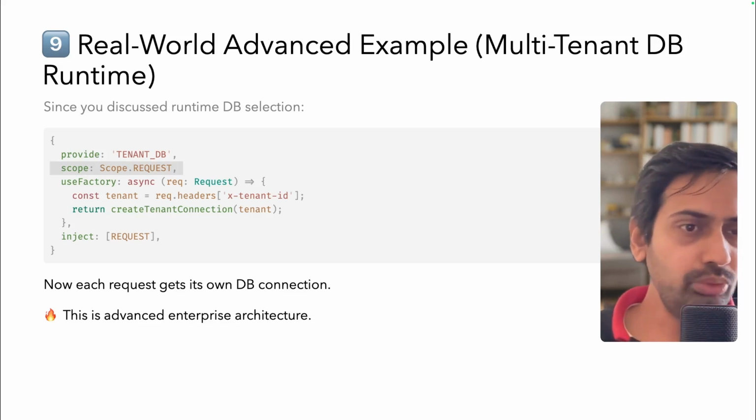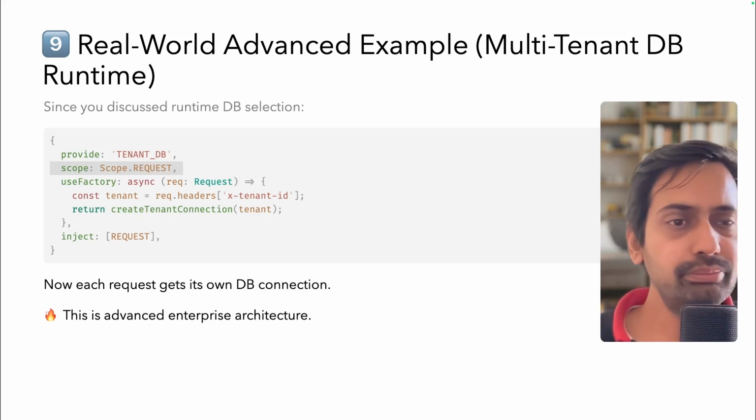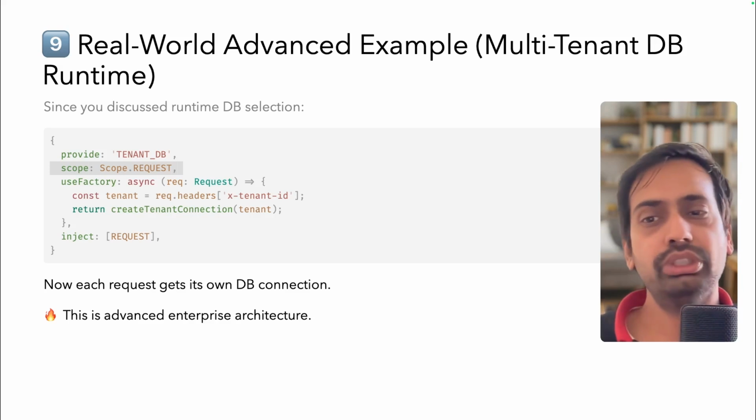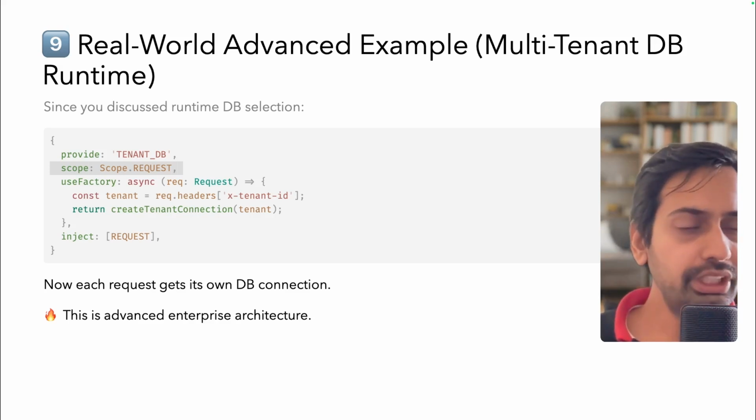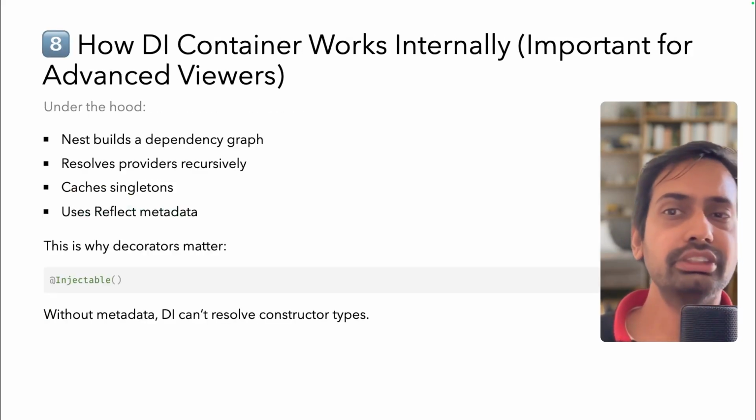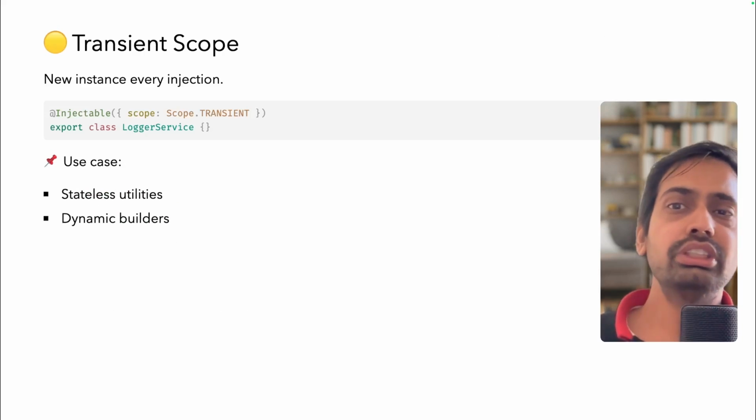So I cannot just have a singleton. I need to decide the instance of the database based on the request. So the scope is request. Each request will get its own database connection definition, right? So this is how DI works.